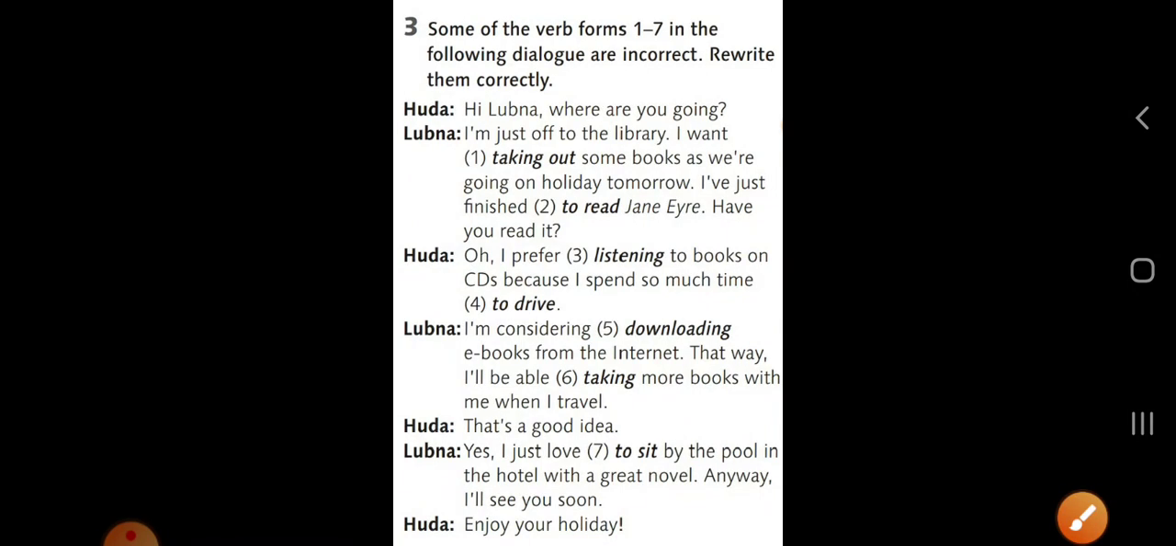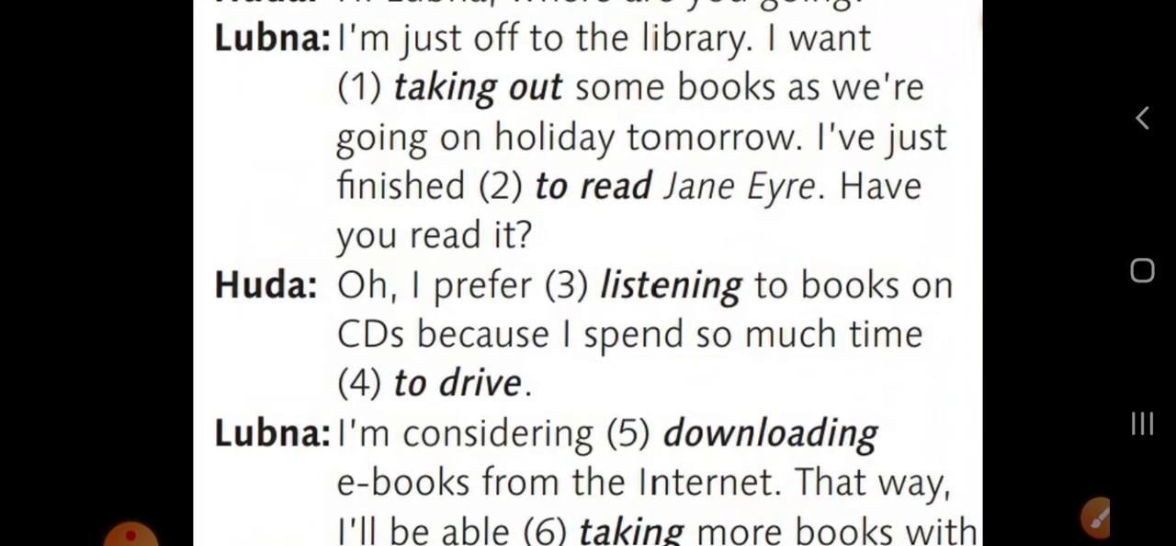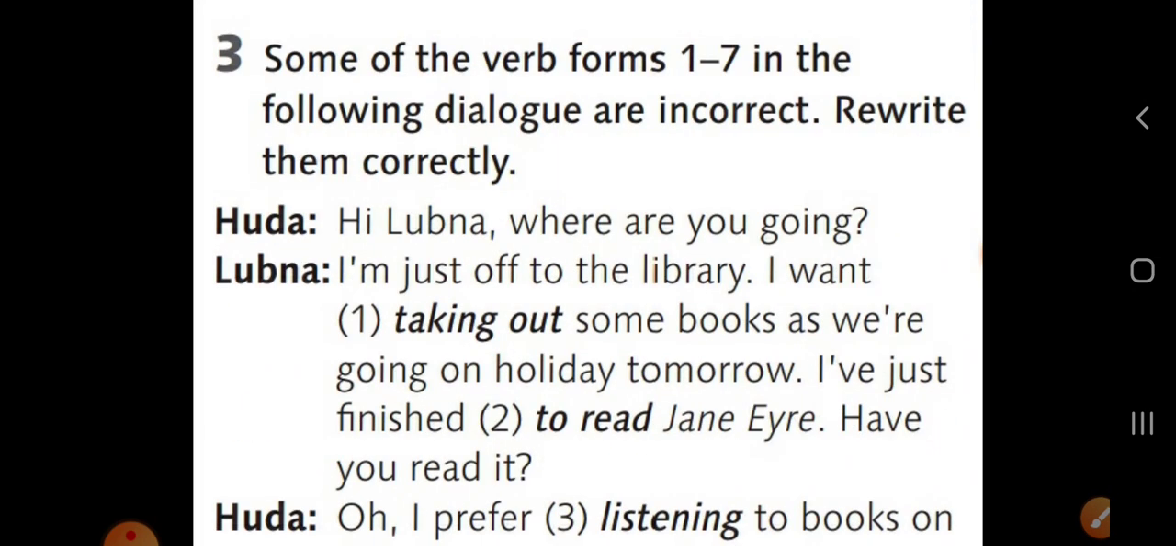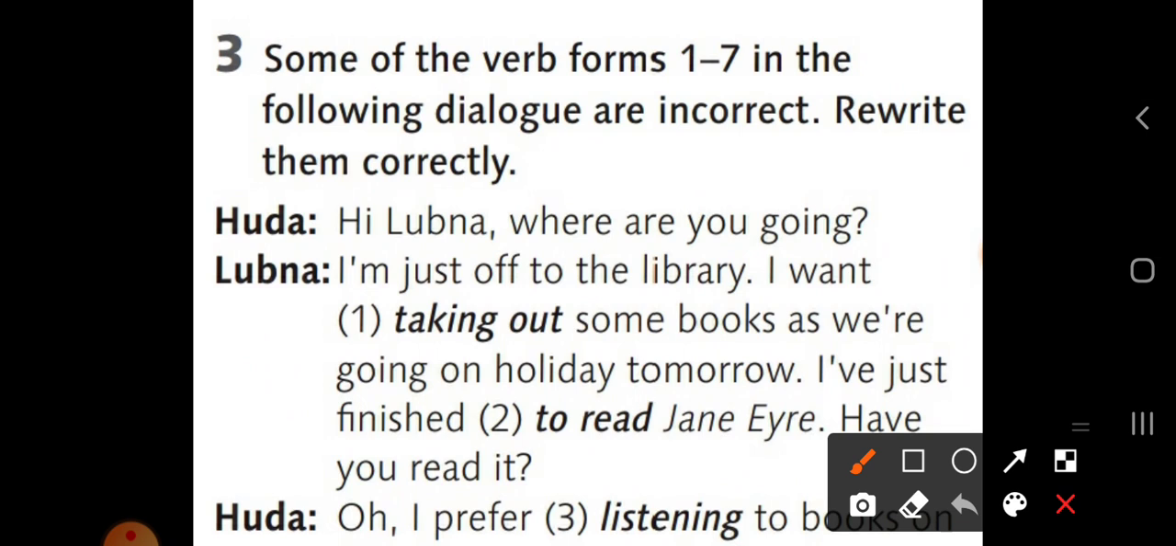Now, let's move to the next exercise. Here we have a dialogue, and some of the bold verbs in the dialogue are misused. Not all of them, but some of them, according to the verb that is preceding them. If it is correct, keep it. Don't change it. But if it is wrong, you have to rewrite it correctly. So not all of them are wrong. Some of them are correct and others are wrong. So let's do them together.